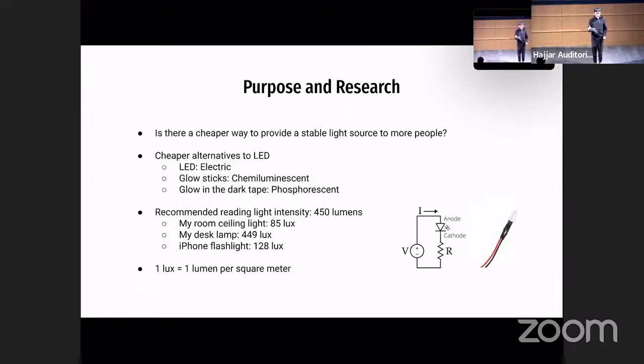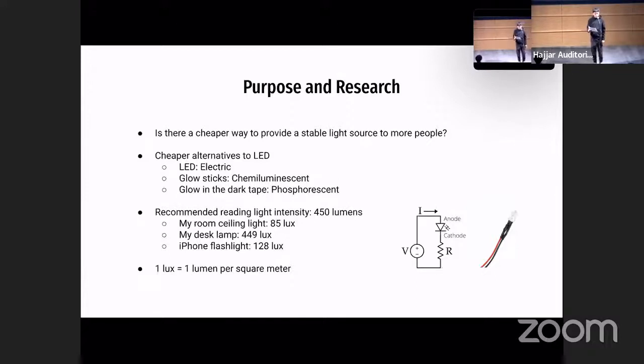Like would the glow in the dark stickers be bright enough to read? How long do the glow in the dark stickers stay bright? And how do you measure brightness? I researched and found out LEDs are connected to a power source, so they're electric. The glow sticks that I measured were chemiluminescent, so the light is caused by a chemical reaction. And the glow in the dark tape is phosphorescent, so it contains phosphorus and gives off light after being energized.